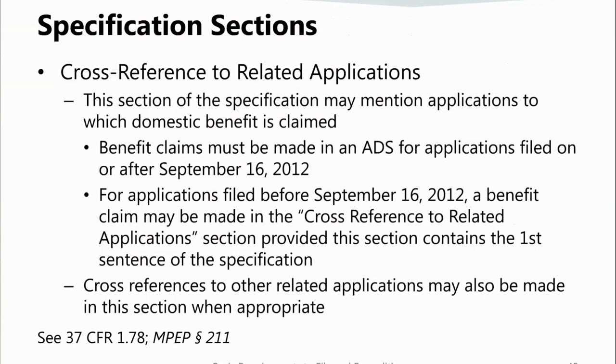We will now discuss the various sections of a typical patent application specification. This slide covers the Cross-Reference to Related Applications section. This section may reference applications to which domestic benefit or foreign priority is claimed, but other related applications may be mentioned here as well. For applications filed on or after September 16, 2012, any benefit claim must be set forth in the ADS, regardless whether there is a cross-reference in the specification.